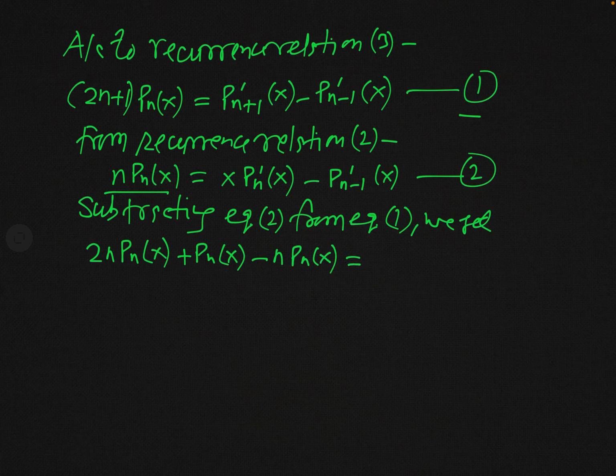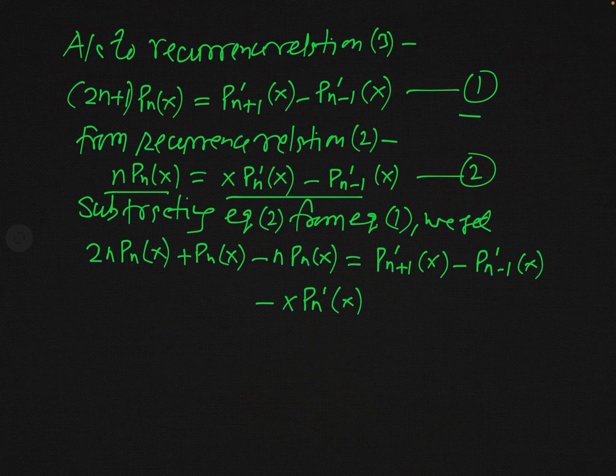And this will be equal to, now see the RHS. In RHS you can see there is Pn plus 1 prime of x minus Pn minus 1 prime of x. And now we will subtract this much. So this is minus x into Pn prime of x, and here minus minus will now become plus Pn minus 1 prime of x.